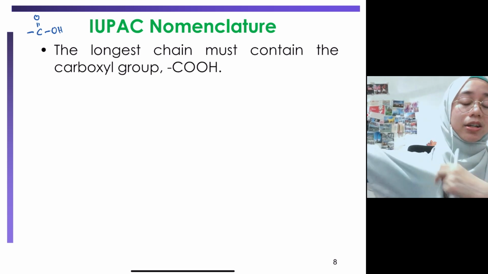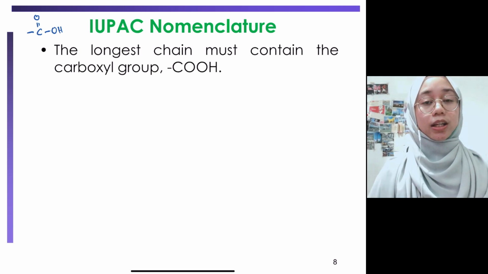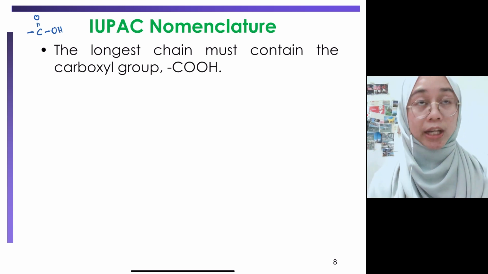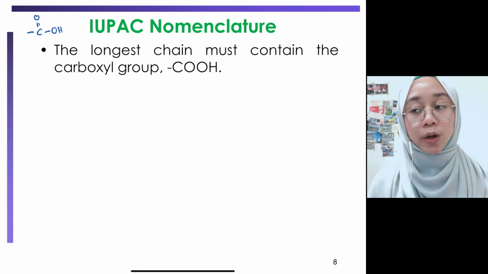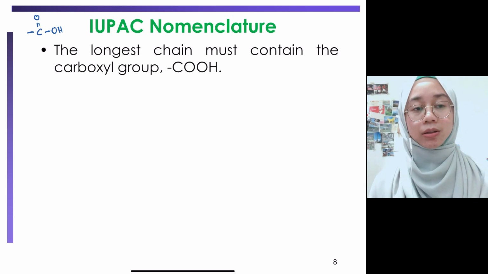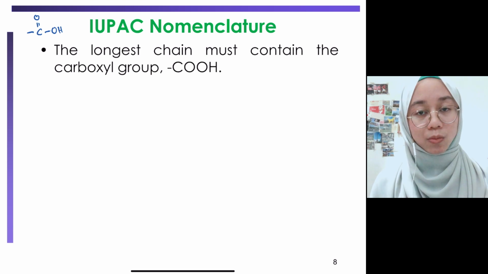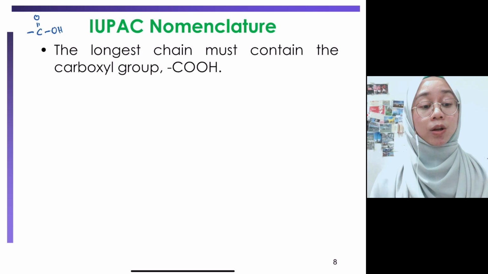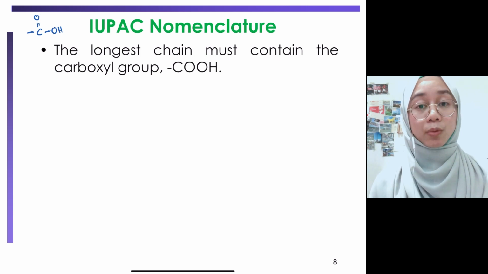Okay, but that is not that important. Okay, so kita terus tengok kepada longest chain tu. Make sure dia kena contain COOH, and COOH carboxyl group kita is the highest priority. Bermaksud any benda lain semuanya akan jadi lower priority compared to carboxylic acid. Okay, so kalau ada COOH, usually kita punya parent adalah the one yang involve COOH.